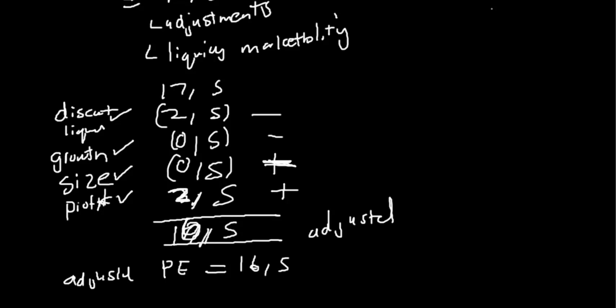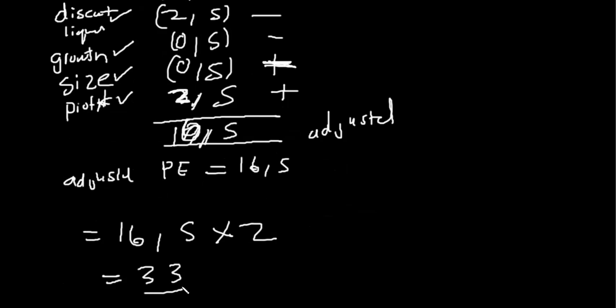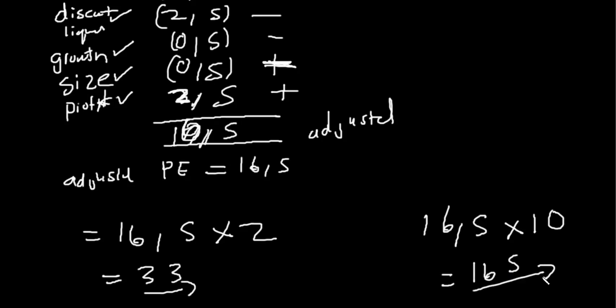Now, if we use that adjusted PE, then that's our multiple. So if we want the value of the company, we take the 16.5 and multiply it by 2, and the answer we get there will be 33. Remember, the 2 was the assumed earnings per share of the company. So again, if the earnings per share of the company was 10, and we multiply 16.5 by 10 in the scenario, then the answer would be 165.